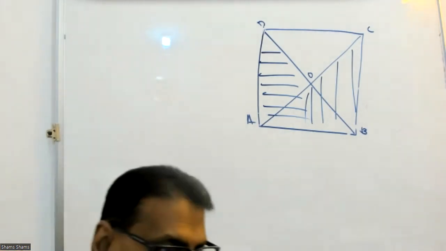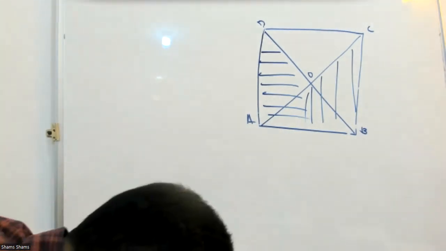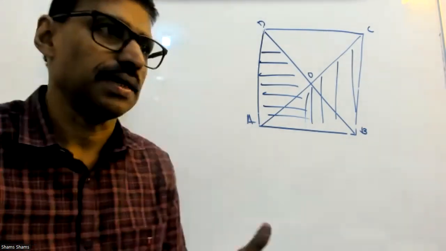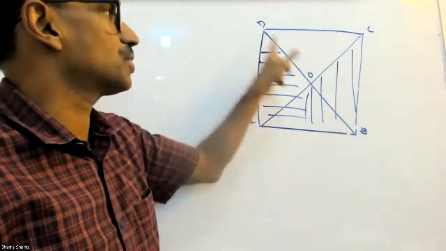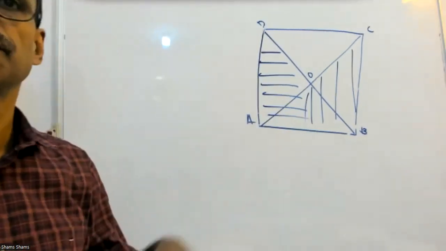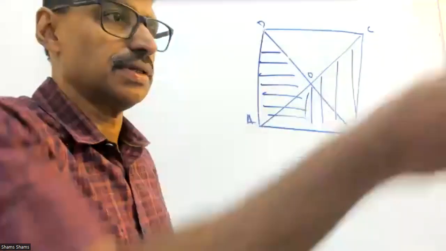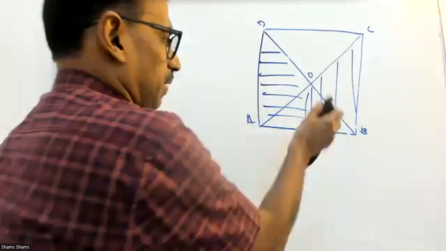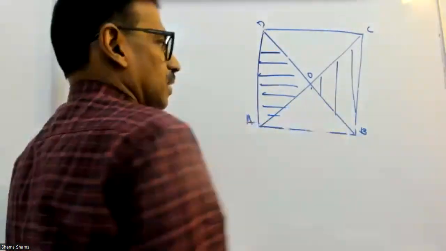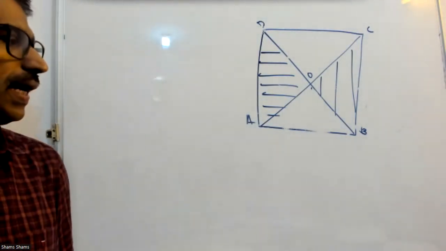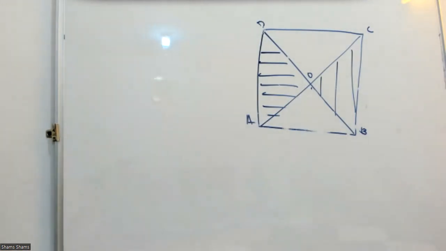Then, what is the next part? AO equal to? That means which triangle you have to show, actually? AOD and COB. If we can prove AOD and COB congruent, then we can say this equal to this one, this equal to this one. How do you show this? Triangle AOD and COB are congruent. How?